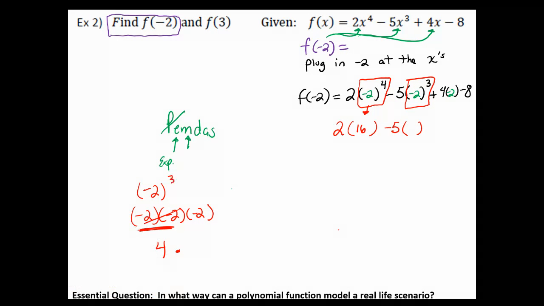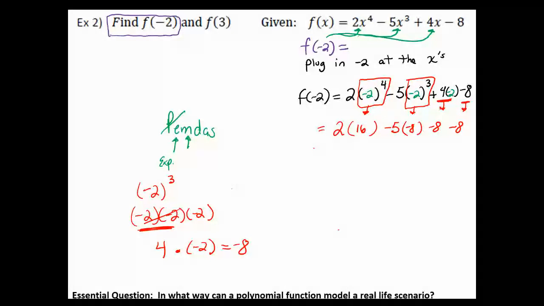So what's negative 2 to the third? It means 3 times. So negative 2 times negative 2 is still 4, times the back negative 2 is negative 8. So right here for negative 2 to the third should be negative 8. Okay, there's no exponent here, so we can just do that. So 4 times negative 2 is negative 8, and I'm just going to bring this back one down for another negative 8. Lots of negative 8s in this problem.